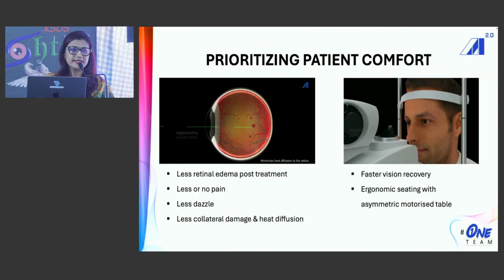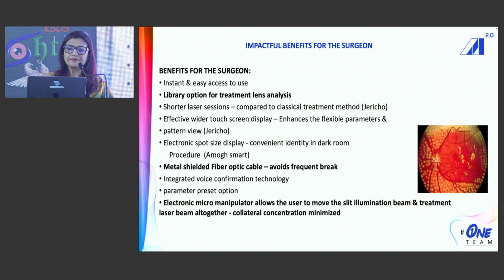And the best part is the ergonomic seating. You can very easily adjust it even for a wheelchair. For the surgeon, it is easy access to use and you do have the treatment lens already fed in, so you can select the lens and it immediately calculates your spot size. Shorter laser sessions, effective wider touchscreen display, and the fiber optic cable is metal shielded, so it doesn't keep breaking.